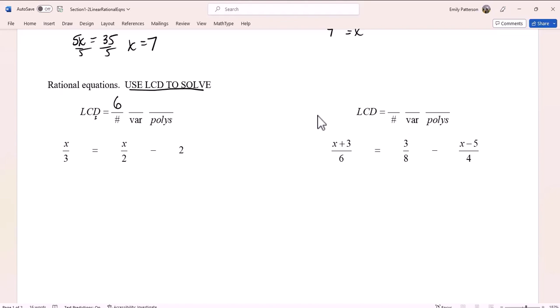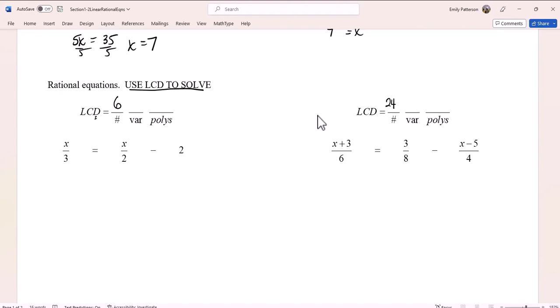Now if you'll notice, I have blanks here for variables and blanks here for polynomials, and we'll get to that in a little bit. But looking also at this one, between 6, 8, and 4, we've got to think what number. Remember, lowest common denominator is another word for lowest common multiple. So we're trying to figure out what numbers 6, 8, and 4 divide into, and hopefully you land at 24. Regardless of what the LCD is, we can have variables and polynomials, but we'll get there in a minute.